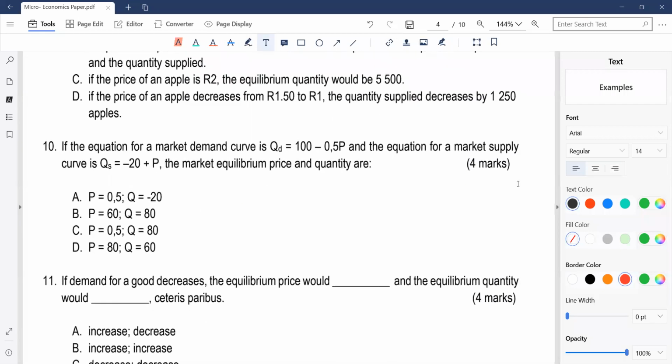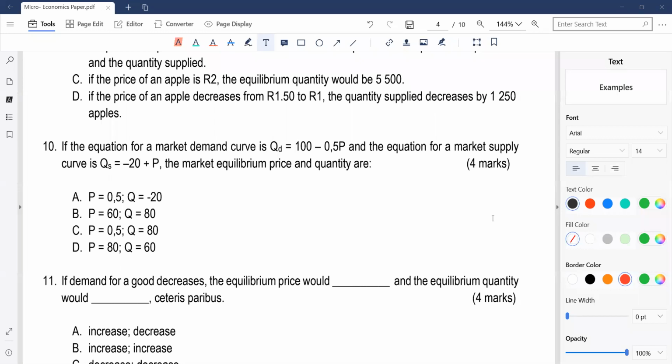All right. Number 10 says, if the equation for the market demand curve is QD equals 100 minus 0.5P, and the equation for the market supply curve is QS equals minus 20 plus P, the market equilibrium price and quantity are. This is easy. You can actually do trial and error here.